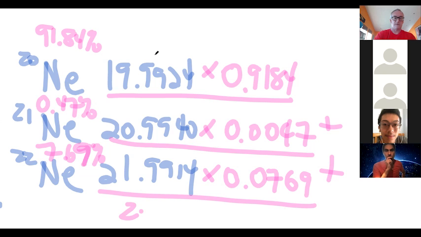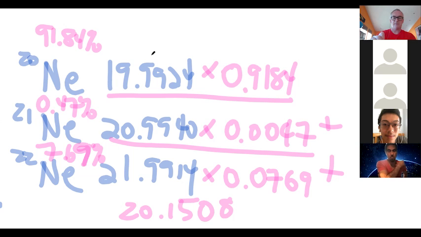20.508. Keep going. Wait, no, it's 1508. Sorry. So 20.1508, 3062.